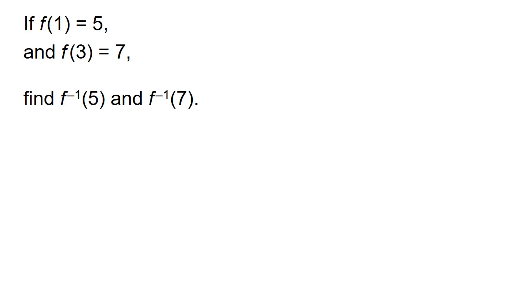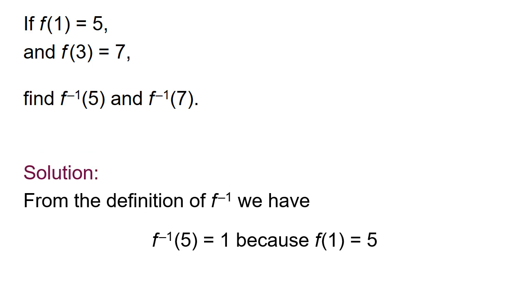Example, finding f inverse for specific values. If f of 1 equals 5 and f of 3 equals 7, find f inverse of 5 and f inverse of 7. Solution. From the definition of f inverse, we have f inverse of 5 equals 1 because f of 1 equals 5, and f inverse of 7 equals 3 because f of 3 equals 7.